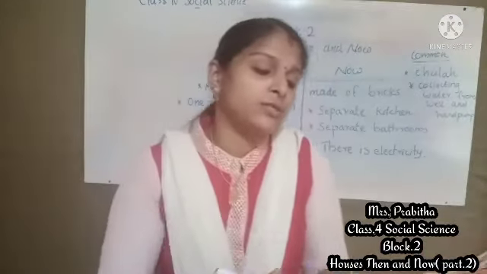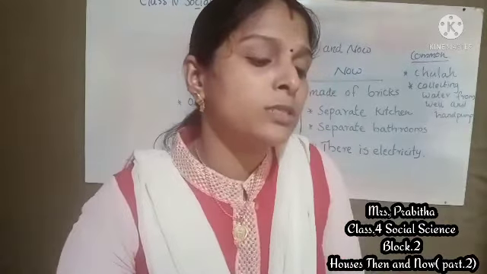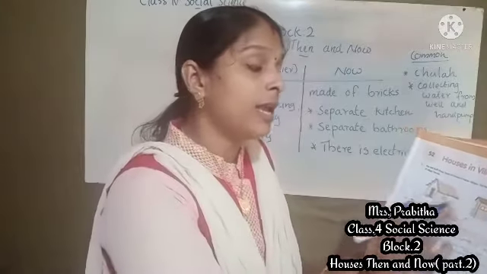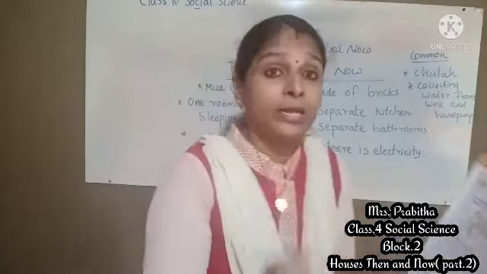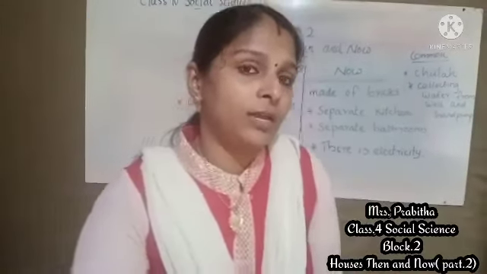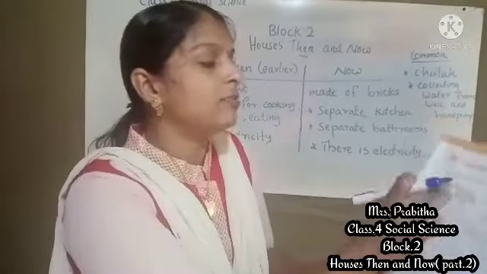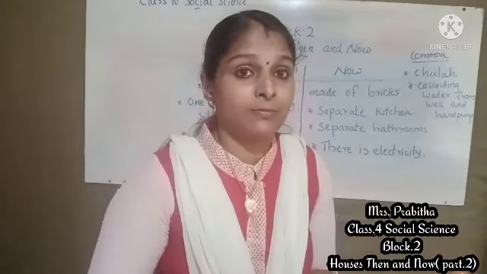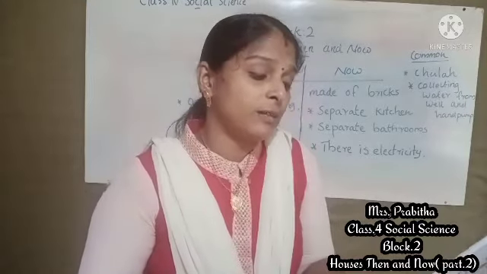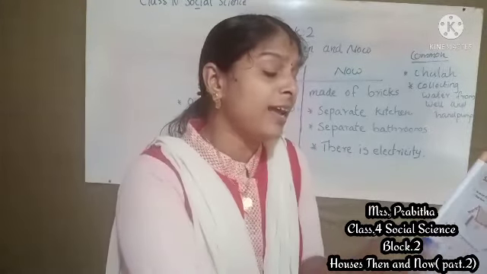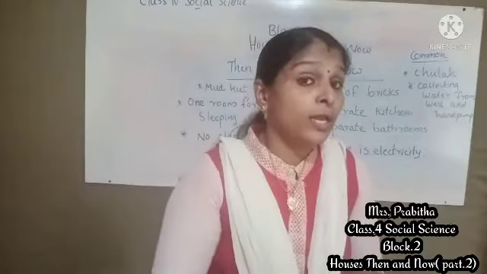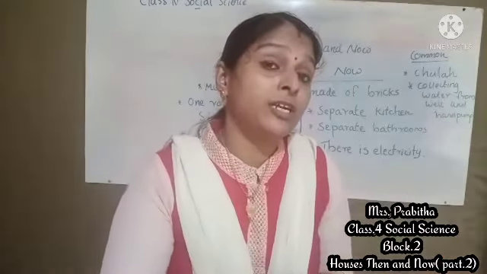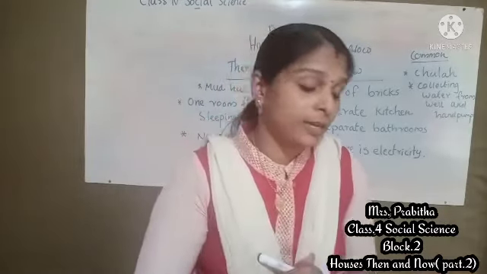Then the second question: what is different between the houses shown above? You can see two pictures here. One is a mud hut, isn't it? Another one is made of bricks. So what differences can we find? The first difference is that it is made of mud. The second house is made of bricks, isn't it? Then the second difference we can say is that there is only one room for cooking, sleeping and eating. But here we can write that there is a separate kitchen and separate bathrooms. Like that we can write the differences.